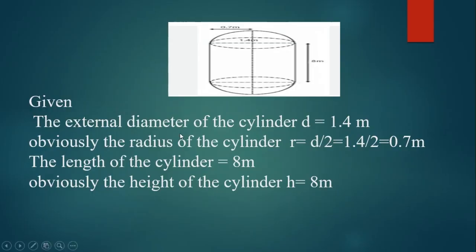The external diameter of the cylinder is 1.4 meters. Obviously, the radius of the cylinder becomes r = d/2. That's why it becomes 0.7 meters. Okay. The length of the cylinder, obviously the height of the cylinder, becomes 8 meters. It is taken from the data given in the problem.